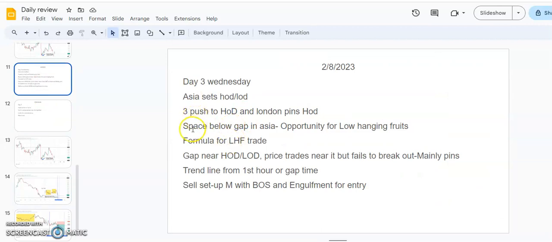The first thing is there is space below. Well, for today it was space below Asia, but there must be space between either the low of the day and the previous day's low, or the low of the session and the low of the day. There must be some space.